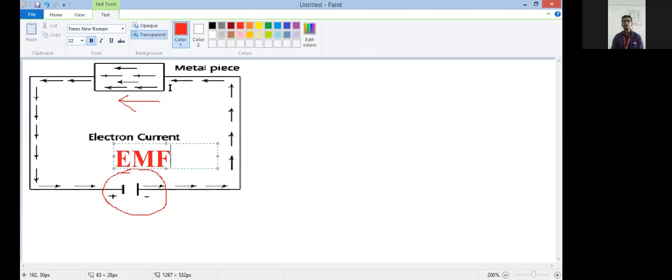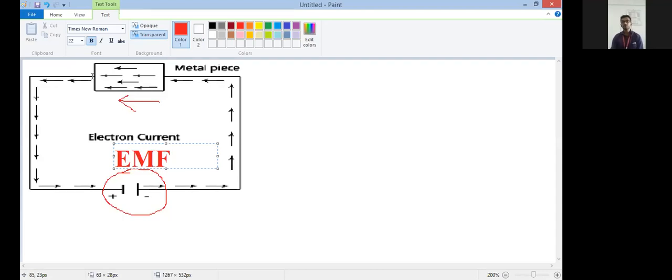Means this side will be the negative side, or the negative terminal, connected to this side, and here the positive terminal is connected. So electrons are moving from the negative terminal to the positive terminal. As we know, opposite charges attract each other and the same charges repel each other. That's why the electrons always move from the negative terminal to the positive terminal, because electrons are negatively charged and holes are positively charged. Electrons are moving from this side to this side. So this is the movement of electrons.